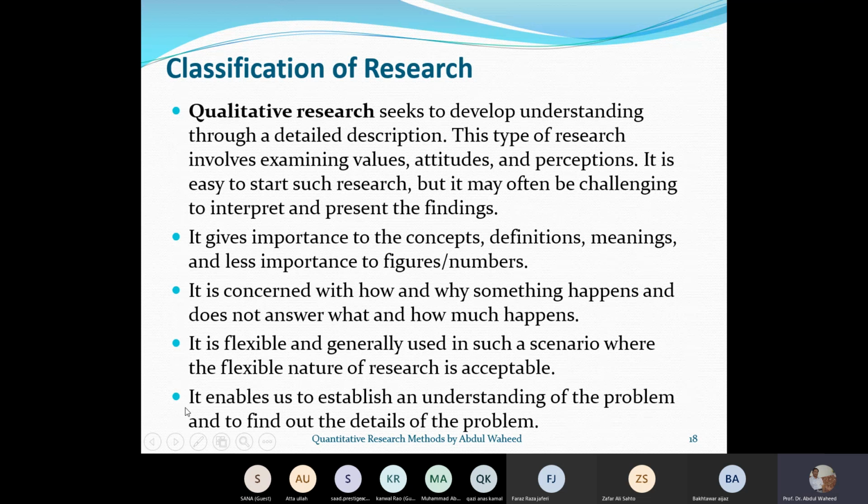So basically, it enables us to establish an understanding of the problem and to find out the detail of the problem. So we do qualitative research to get the understanding of a problem, but to get some concrete conclusion, we do quantitative research.